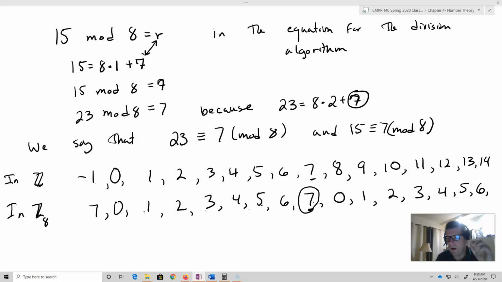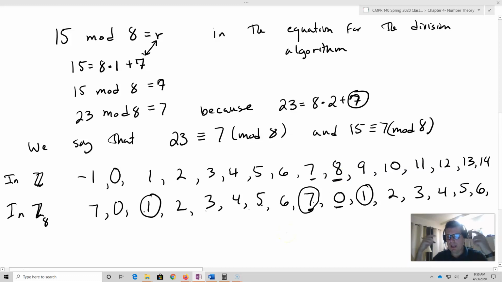Now, we're interested in the ones that are equivalent to 1. So you can see right here, 9 is equivalent to 1. 1 is equivalent to 1. If I add another 8 to 9, I'm going to get 17. So 17 is also going to be equivalent to 1. And if you think about it, 17 is 16 plus 1, so that's 2 times 8 plus 1. Every multiple of 8 is going to be a 0, so every multiple of 8 plus 1 is going to end up being a 1.